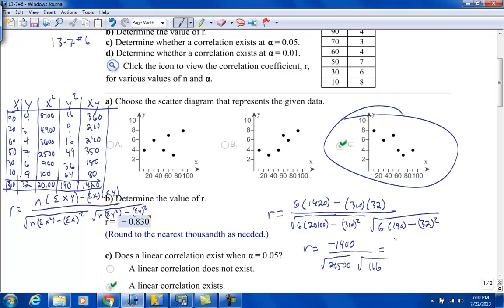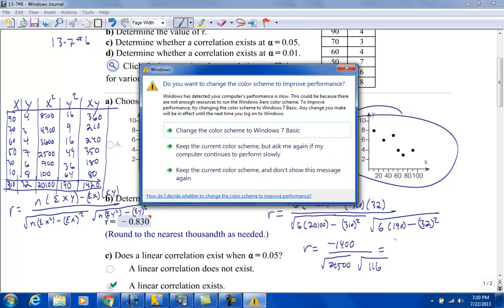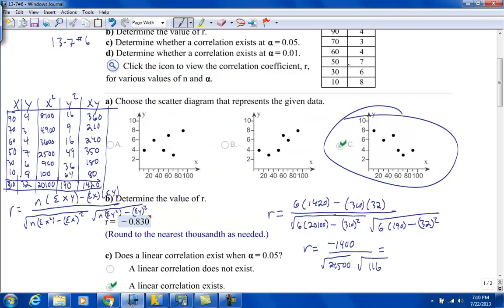So we have negative 1400 divided by the quantity square root of 24500 times the square root of 116. My computer does not like to operate so many functions at one time. Okay, and I get negative 0.830455. They went to the nearest thousandth, so negative 0.830.